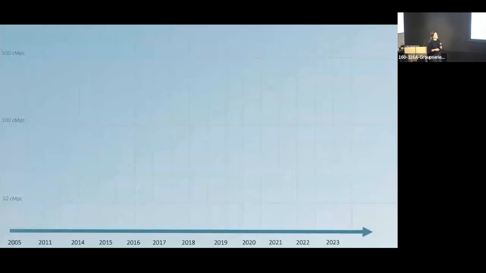So I tried to summarize the three types of models on a timeline. Please do not be upset if your simulation is not in there; it was very hard to read all those papers again. It's classified by the volume of the simulation. At the bottom you have zoom-in simulations, then small boxes, the typical 100 comoving megaparsec simulations of the field, and very large volumes at the top.